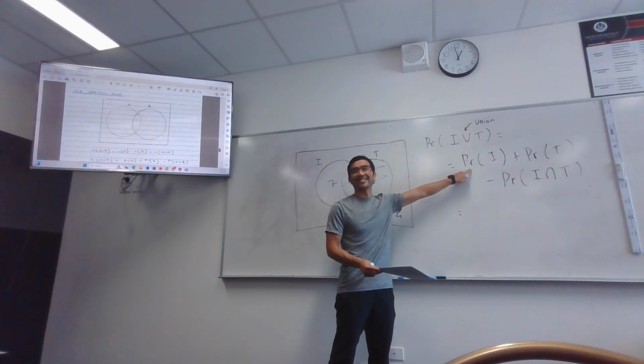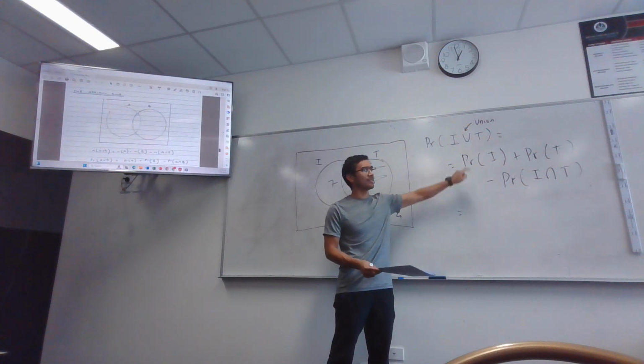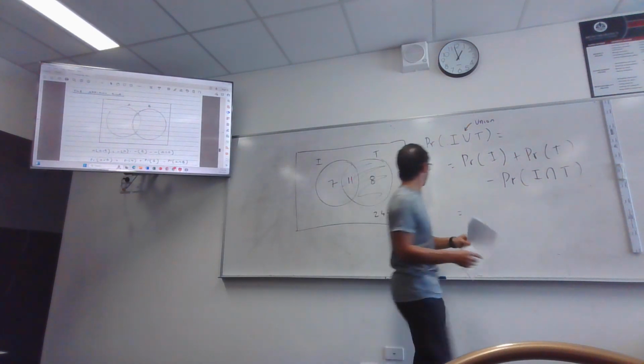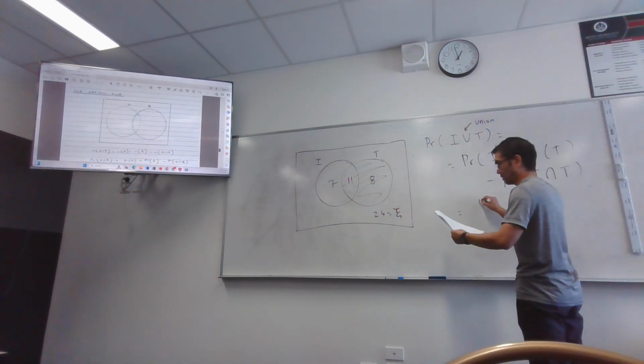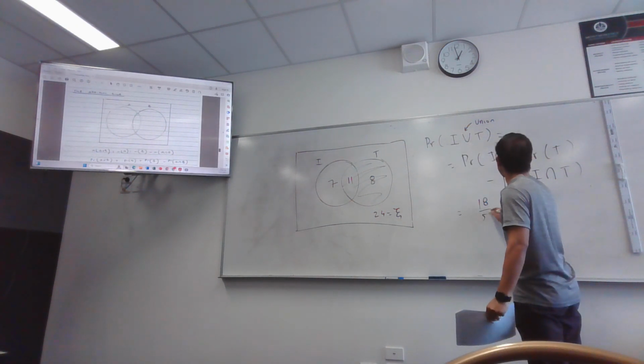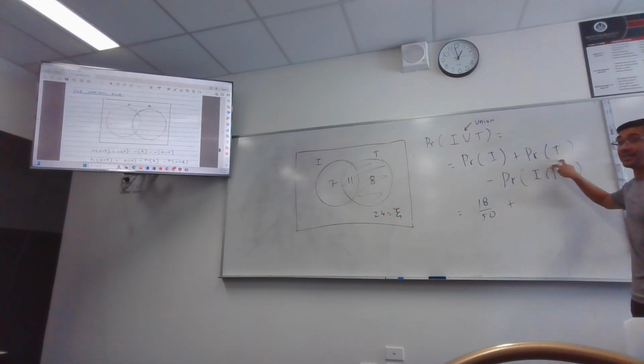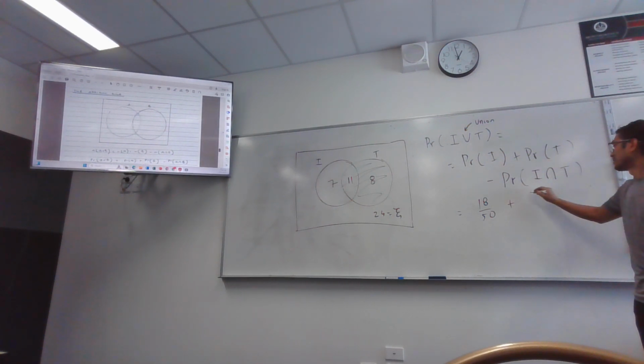Probability of I. What should I put in here? 17? 18. Thank you. Good correction. Probability of T, Amrita. Probability of T. Yes, T. All of T. 19. 19 out of 50. Now we're going to subtract here.